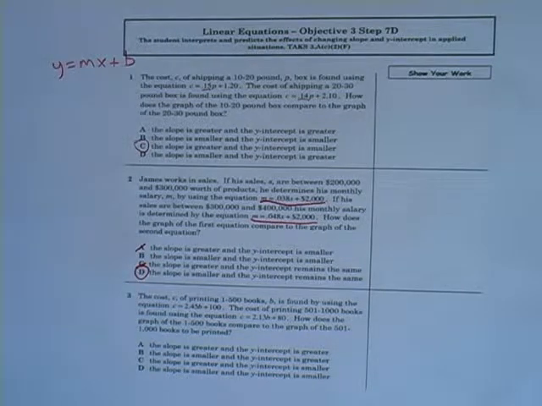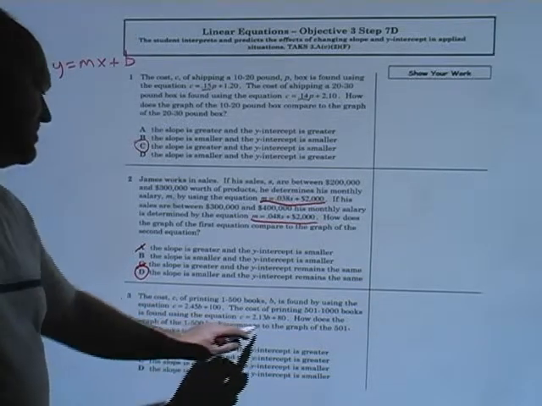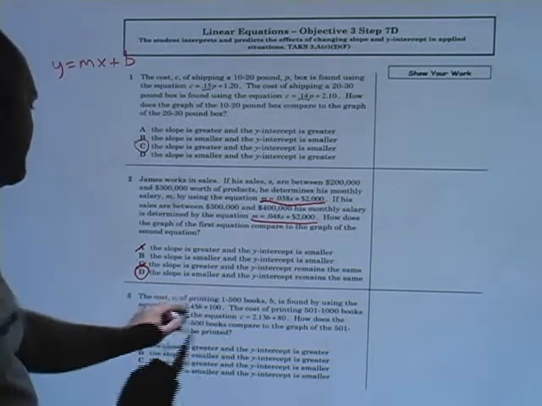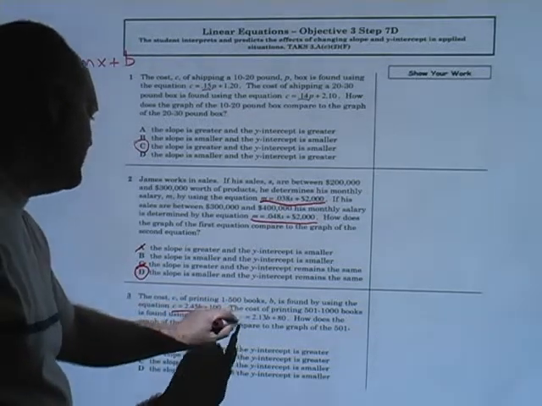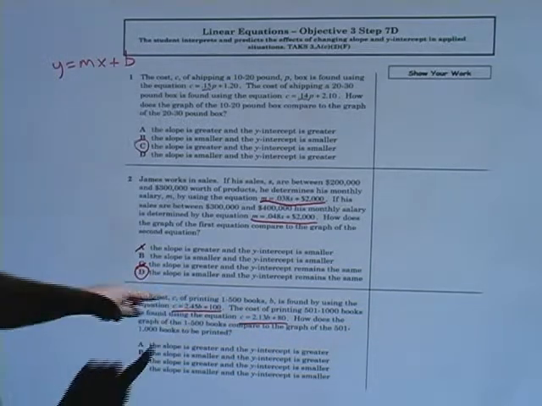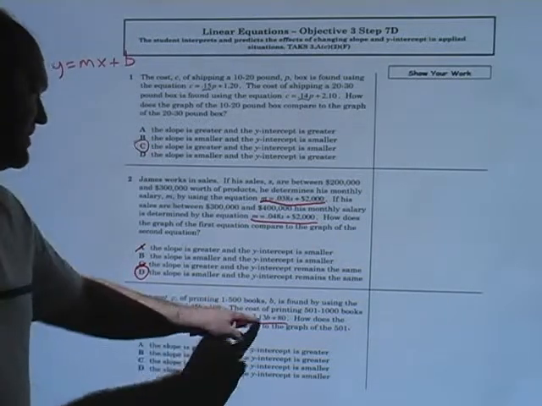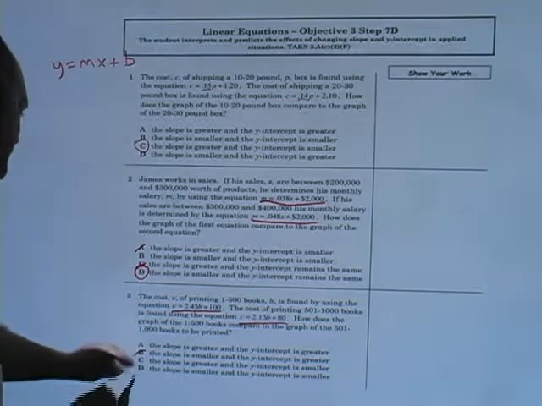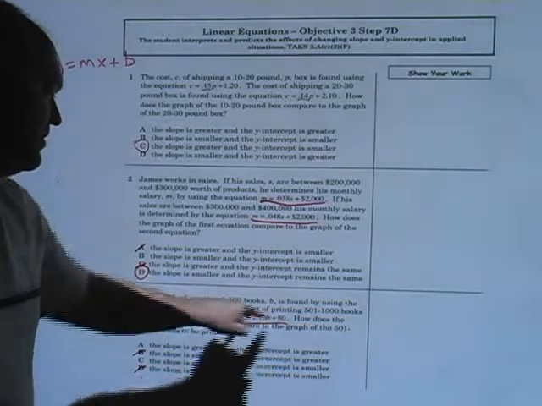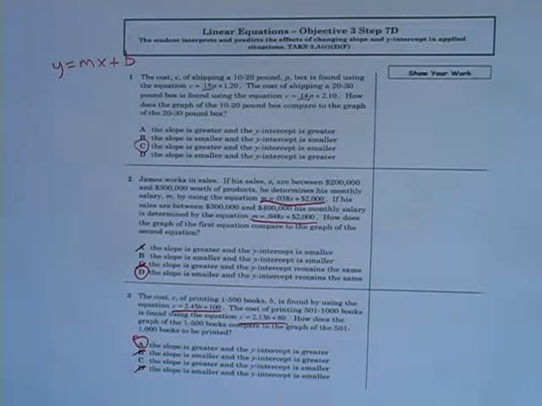Number 3, how does the graph of the 1 to 500 books compare to the graph of the 501 to 1,000 books? So here's our first equation, here's our second. How does this graph compare to this one? Slope is greater here than it is here. So the slope is greater and the y-intercept is greater here than it is here. So that's our A.